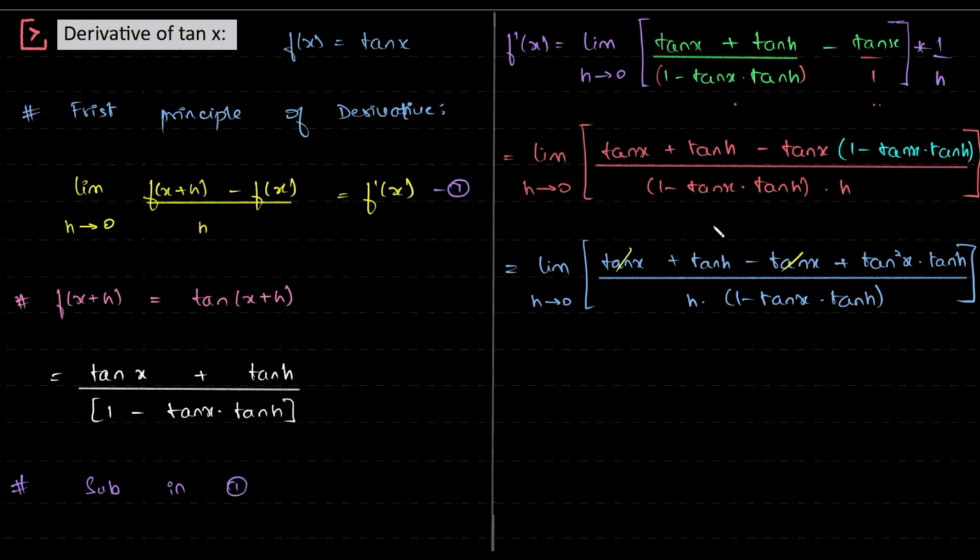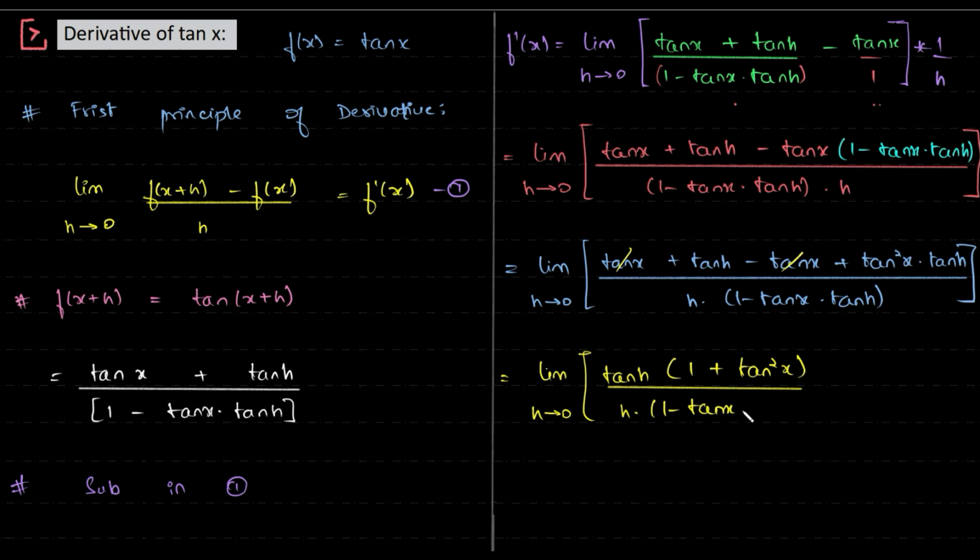But in the second and the fourth term, we have tan h that is common. So let's take that out. And you're left with, let me use small brackets, 1 plus tan square x. What is 1 plus tan square x? Correct, secant square x.